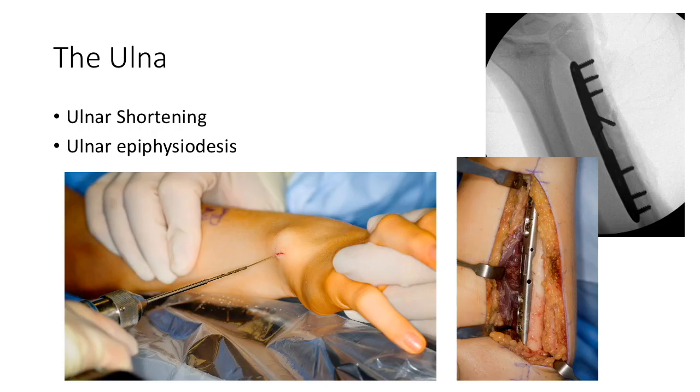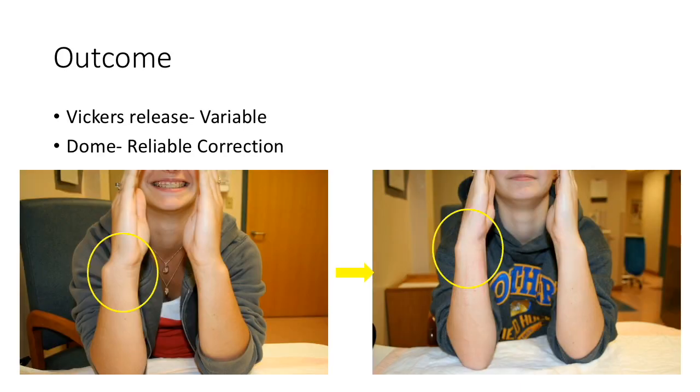For the ulna, we do ulnar shortening and an ulnar epiphysiodesis if we want to stop the growth and re-level the joint. Outcome overall is variable for Vickers release. Some people have reported good outcomes for Vickers release, and I suspect that has to do with age and severity of the deformity. I think if the distal radial physis has already undergone irreversible arrest, there's nothing you can do to change that.